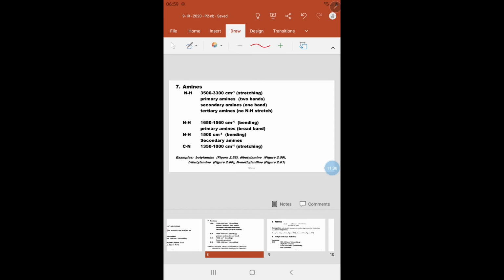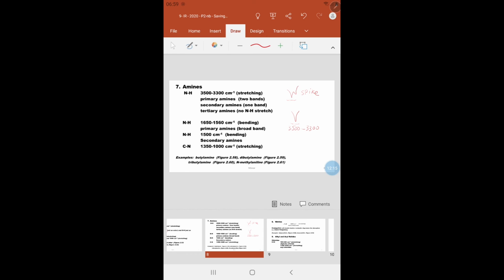Next one is amines. There are 3 types of amines: primary, secondary, and tertiary. When you look at the spectrum and you see 2 spikes or 2 bands, something like this, in the region of 3500 to 3300, that is a primary amine. When you see only 1 spike, it's a secondary amine.